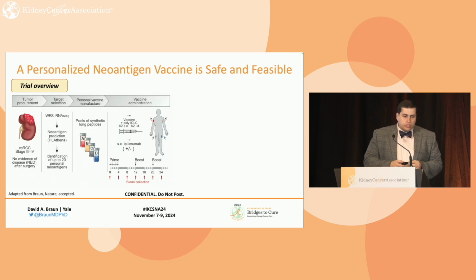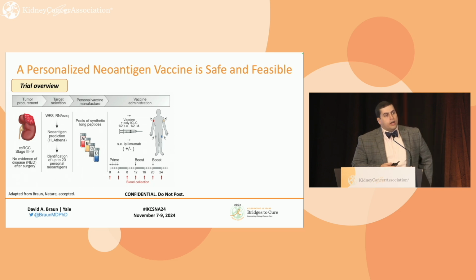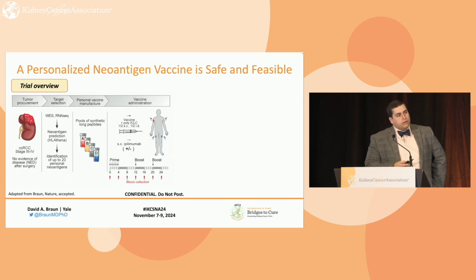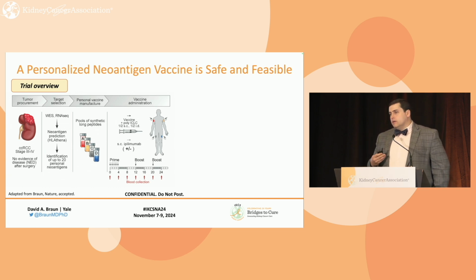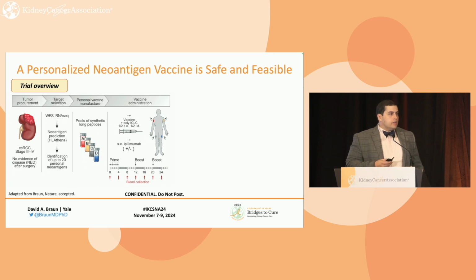This was an initial pilot study of 9 patients. We selected patients with stage 3 or stage 4 kidney cancer that had been fully resected, so they had no evidence of disease. Based on sequencing, we predicted which epitopes would be most likely to be immunogenic. We synthesized up to 20 of them using synthetic long peptides, put them into 4 pools, so up to 5 antigens per pool, and then vaccinated in a prime-boost format.